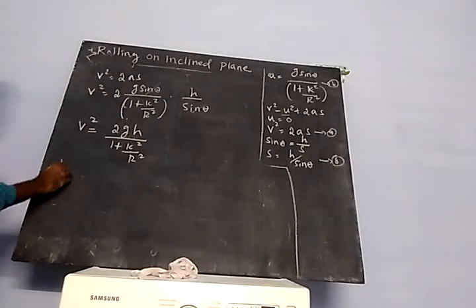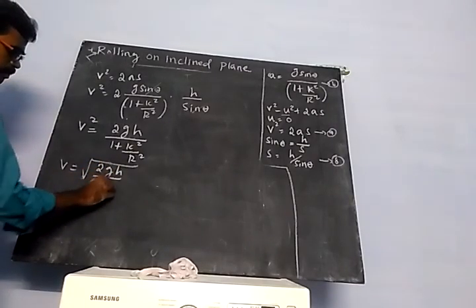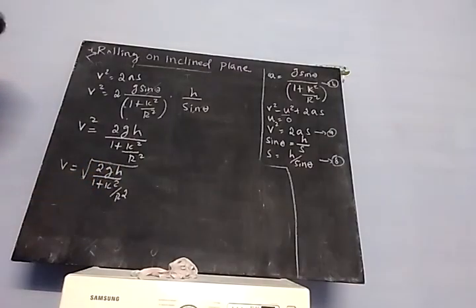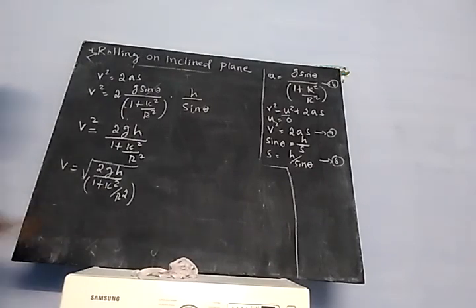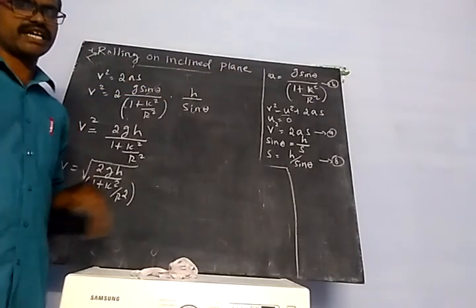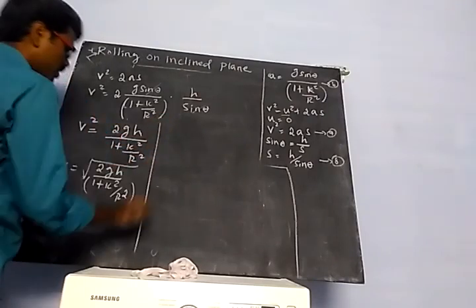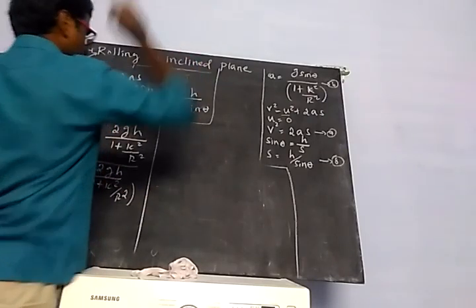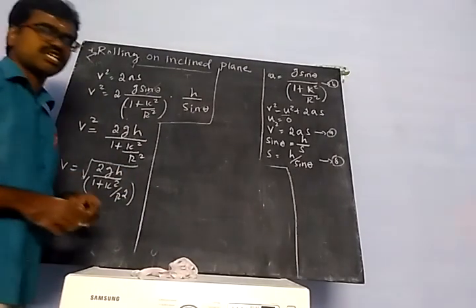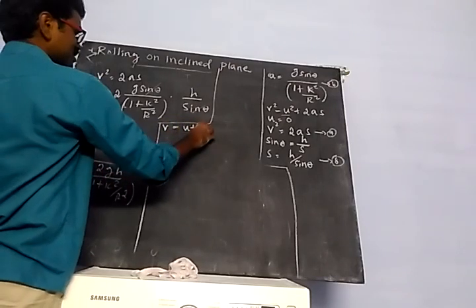Then v is equal to square root of 2gh by 1 plus k squared by r squared. Then the v value we can calculate, and the a value is also calculated. From these two values we can calculate the time. How to calculate the time? According to the first equation of motion, v is equal to u plus at.